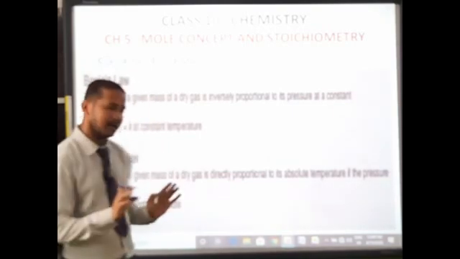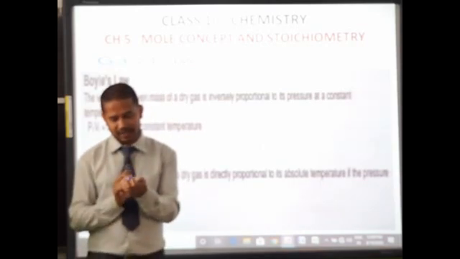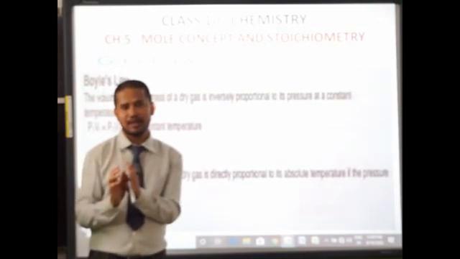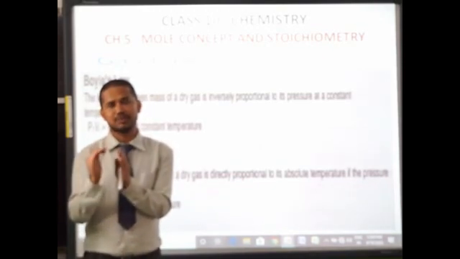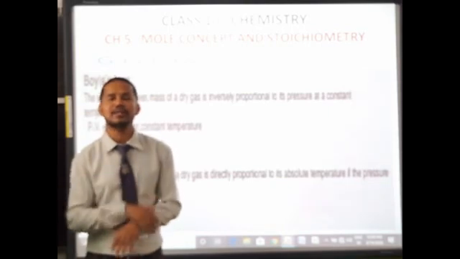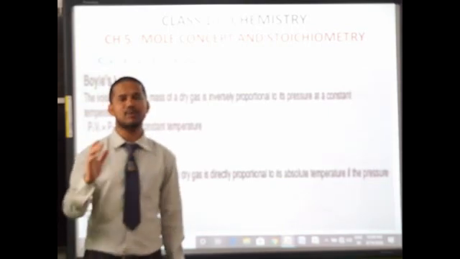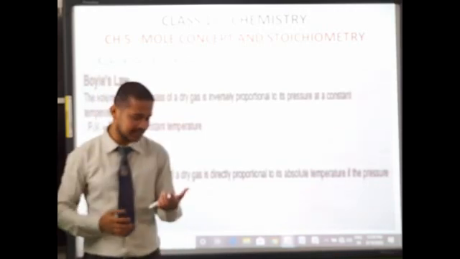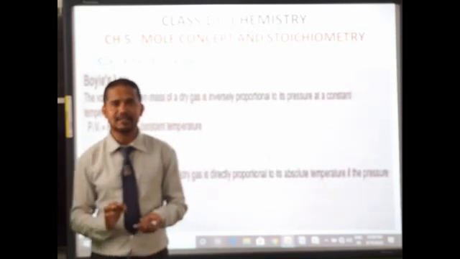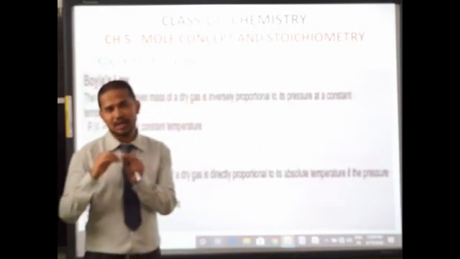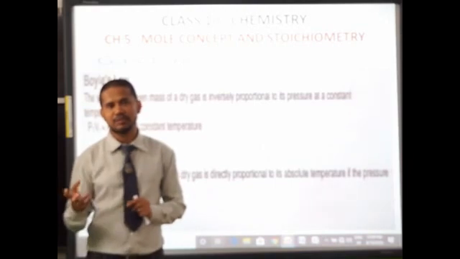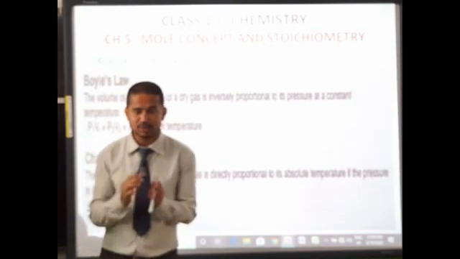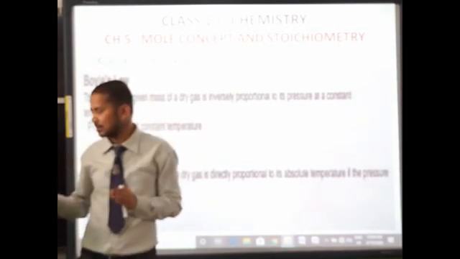Then what is the Charles' law equation? V1 by T1 = V2 by T2. That means here the quotient, that is V by T, is always constant. V by T is always constant. Volume divided by temperature is always constant at constant pressure. So the Charles' law equation is V1 by T1 = V2 by T2 = V3 by T3 = K, that is, a constant. So the quotient should come constant.